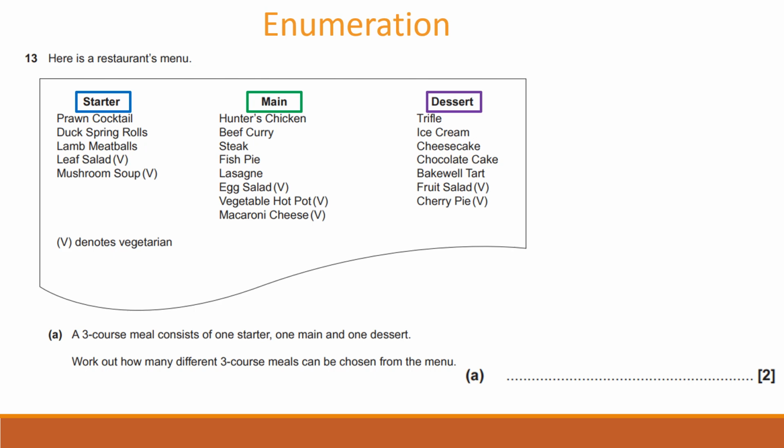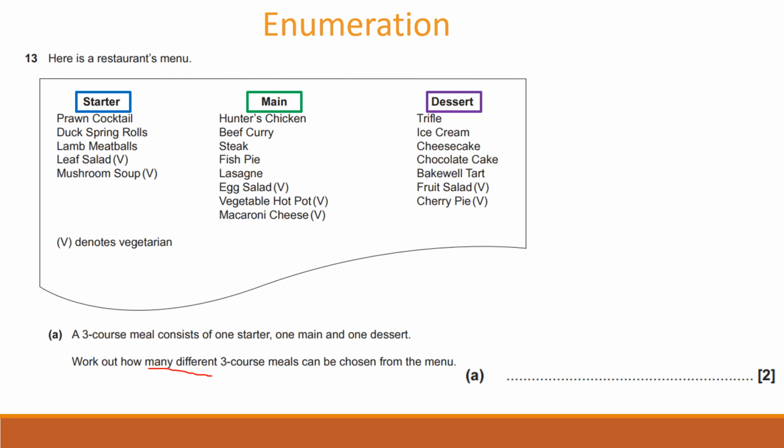And we've got this 3-course meal, and we've got to work out how many different ways can you have this 3-course meal. So could you have a prawn cocktail for a starter, the hunter's chicken and a trifle is one option. But you could have the prawn cocktail, hunter's chicken and the ice cream. You could also have prawn cocktail, hunter's chicken, then cheesecake. And you can keep going like this until we get all the different options. The question is asking how many different three-course meals can be chosen from the menu. So we've got to work out all the different ways which we can have as a different choice.